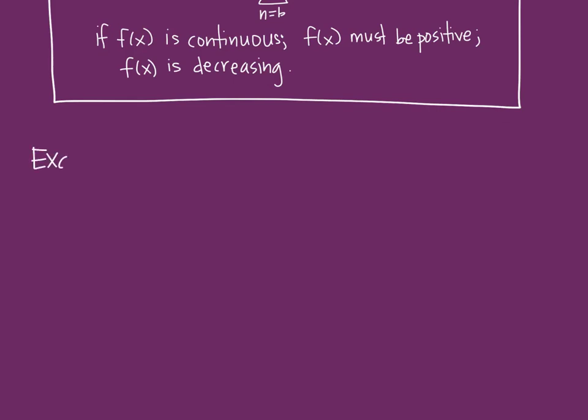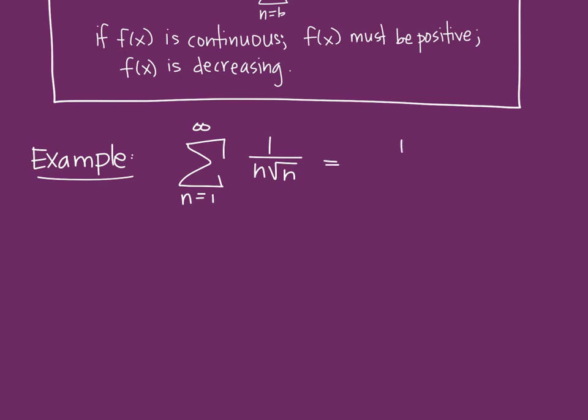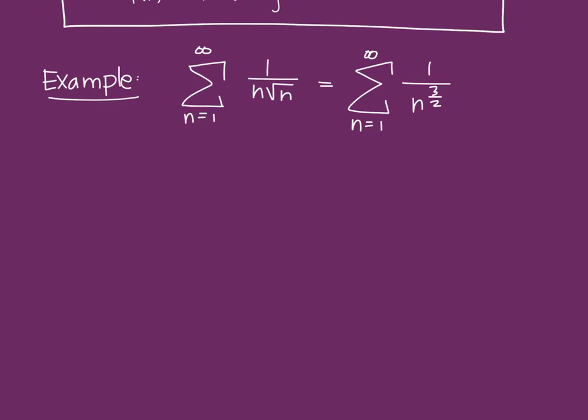So here's an example. The series of 1 over n radical n as n goes from 1 to infinity. That looks like it could be integrated, because it's really just the same thing as 1 over n to the 3 halves. So if we think maybe we want to try the integral test on this, we just got to think.